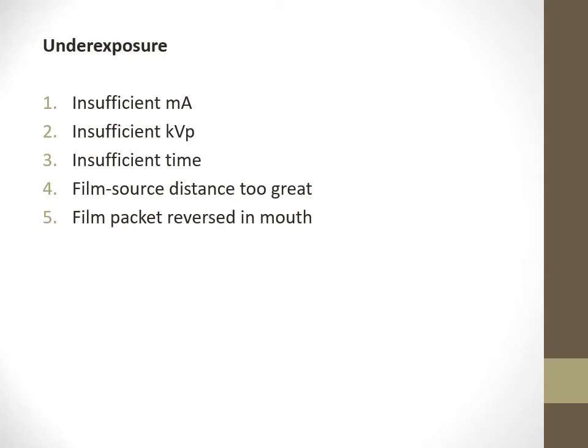We have light radiographs due to technical errors, that is, machine faults, such as underexposure. That is when the film is exposed for much less time than required. Insufficient mA, that is insufficient milliamperes, insufficient kVp, insufficient kilovolt potential, insufficient time, film source distance too great, in case the collimator is placed quite far away from the film, and film packet reversed in mouth. All these also cause a light radiograph. We have light radiographs due to technical errors as well as processing errors. Both can give us light radiographs.